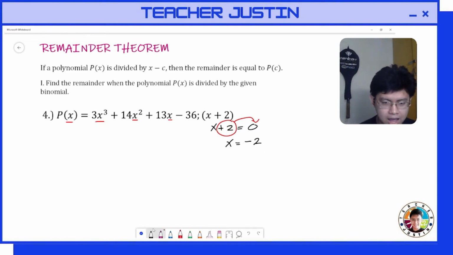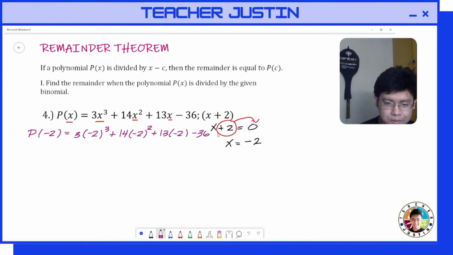So, we will have p of negative 2 is equal to 3 times negative 2 raised to 3 plus 14 times negative 2 raised to 2 plus 13 times negative 2 minus 36. Then, let's simplify using the order of operations, starting with our exponent.